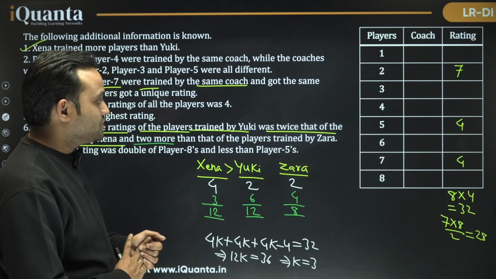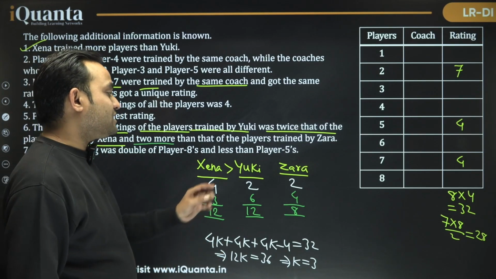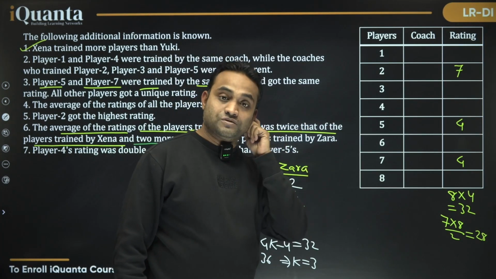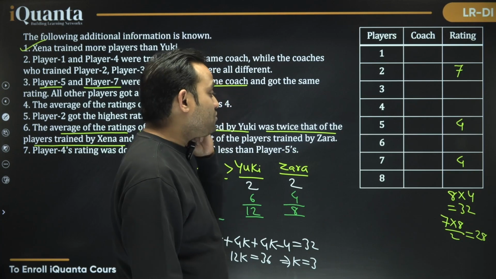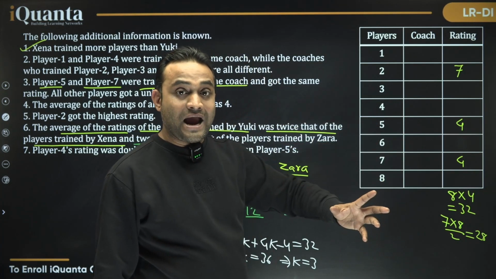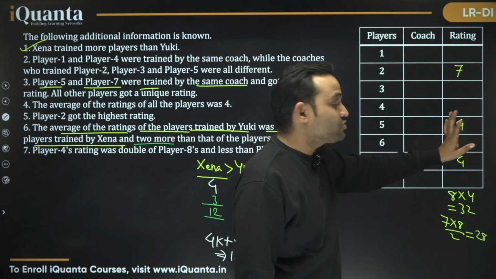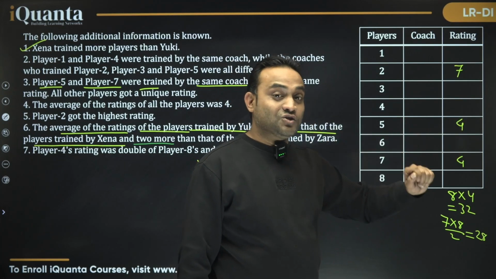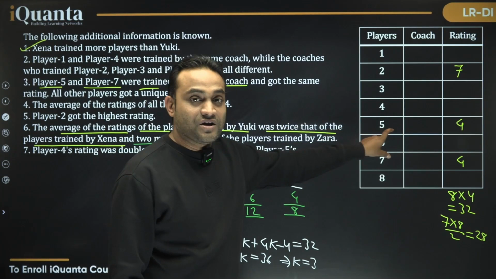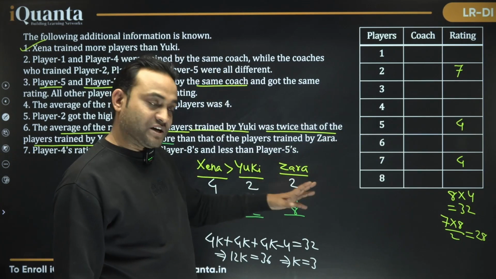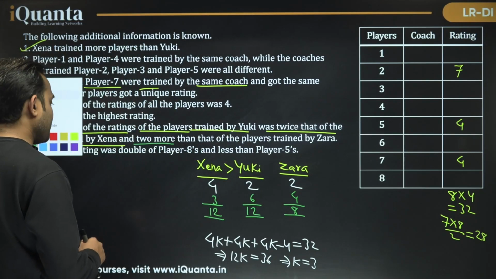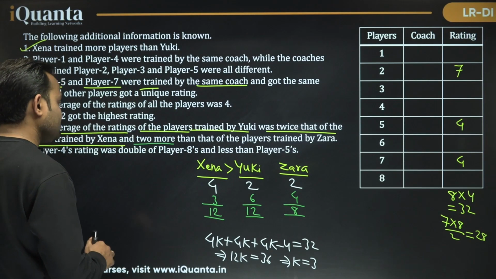Now, let's move forward. We know that 5 and 7 both are trained by the same coach, right? Now, 5 and 7 both are odd, and their sum is also 8. Now, it should tell us something, that coach is none but Zara, right? But okay, let's go further and check the rest of the information.